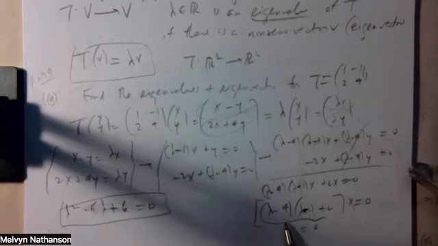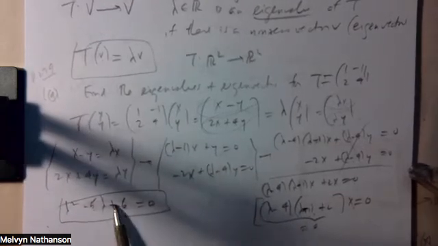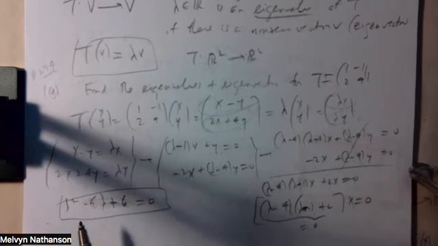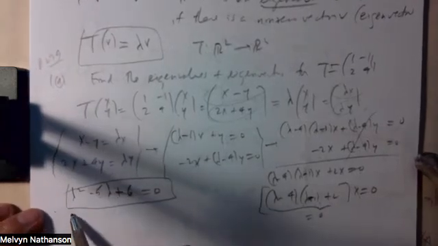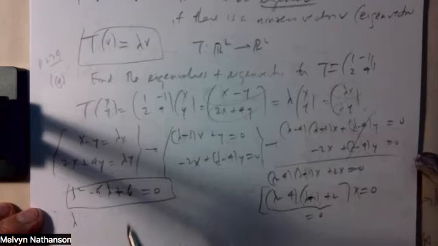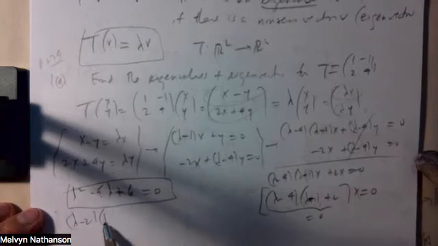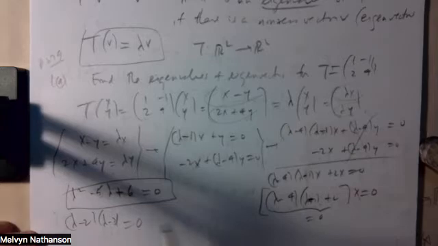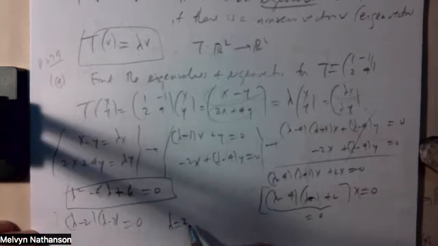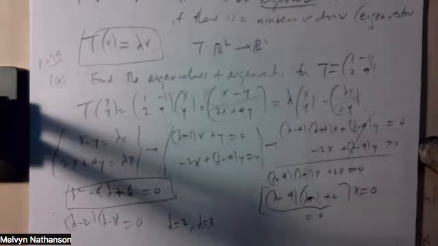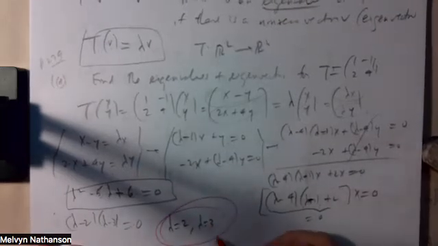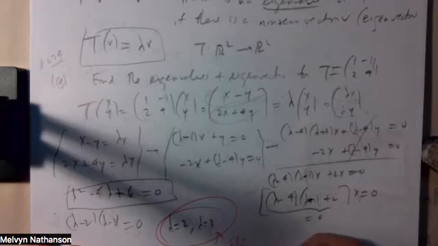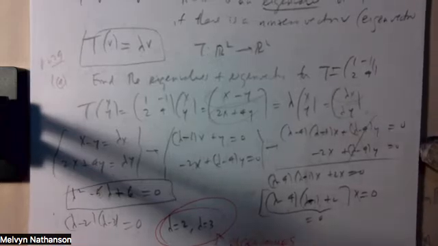So if there's going to be an eigenvalue lambda, it has to solve this quadratic equation. And you know how to solve a quadratic equation. There's always the quadratic formula, or you might see this factors as lambda minus 2 times lambda minus 3. So the solutions are lambda equals 2 and lambda equals 3. So these are the only possible eigenvalues for this problem.